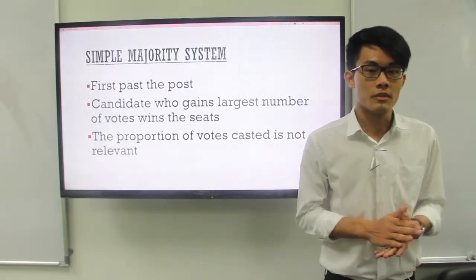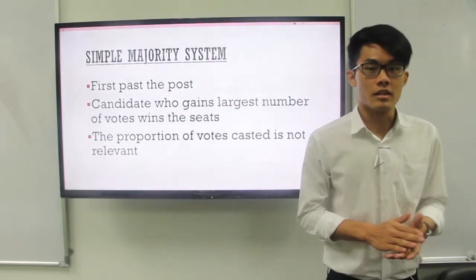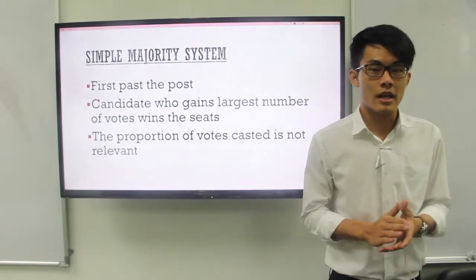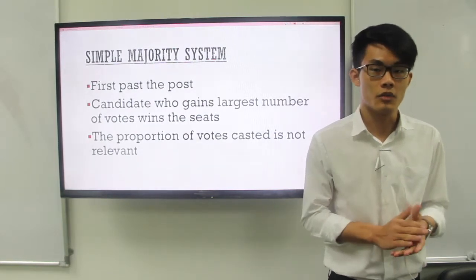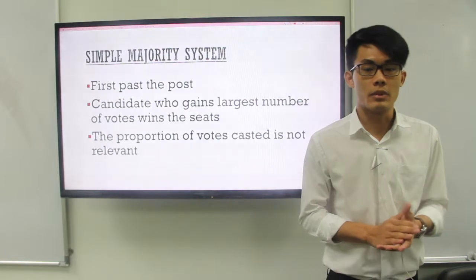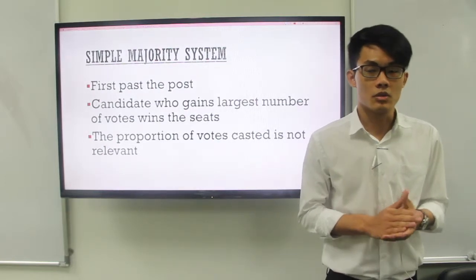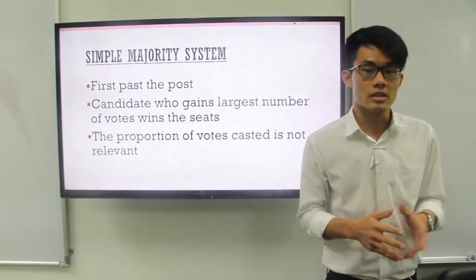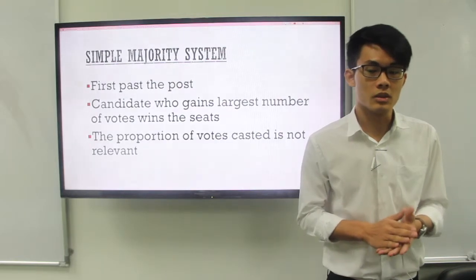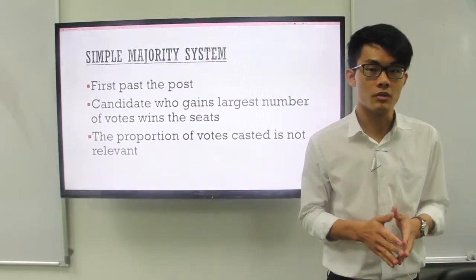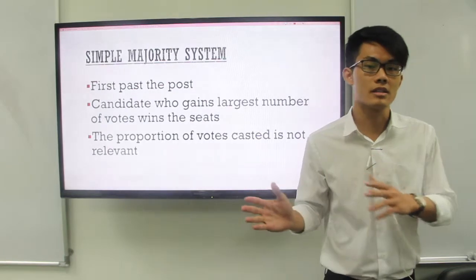To illustrate this point, let us just say that the votes cast for individual candidates at an election are 100 for A, 90 for B, and 70 for C, with a total of 260 votes. A wins the election, even though 160 voters, or 61% of the voters, have voted for the other candidates.